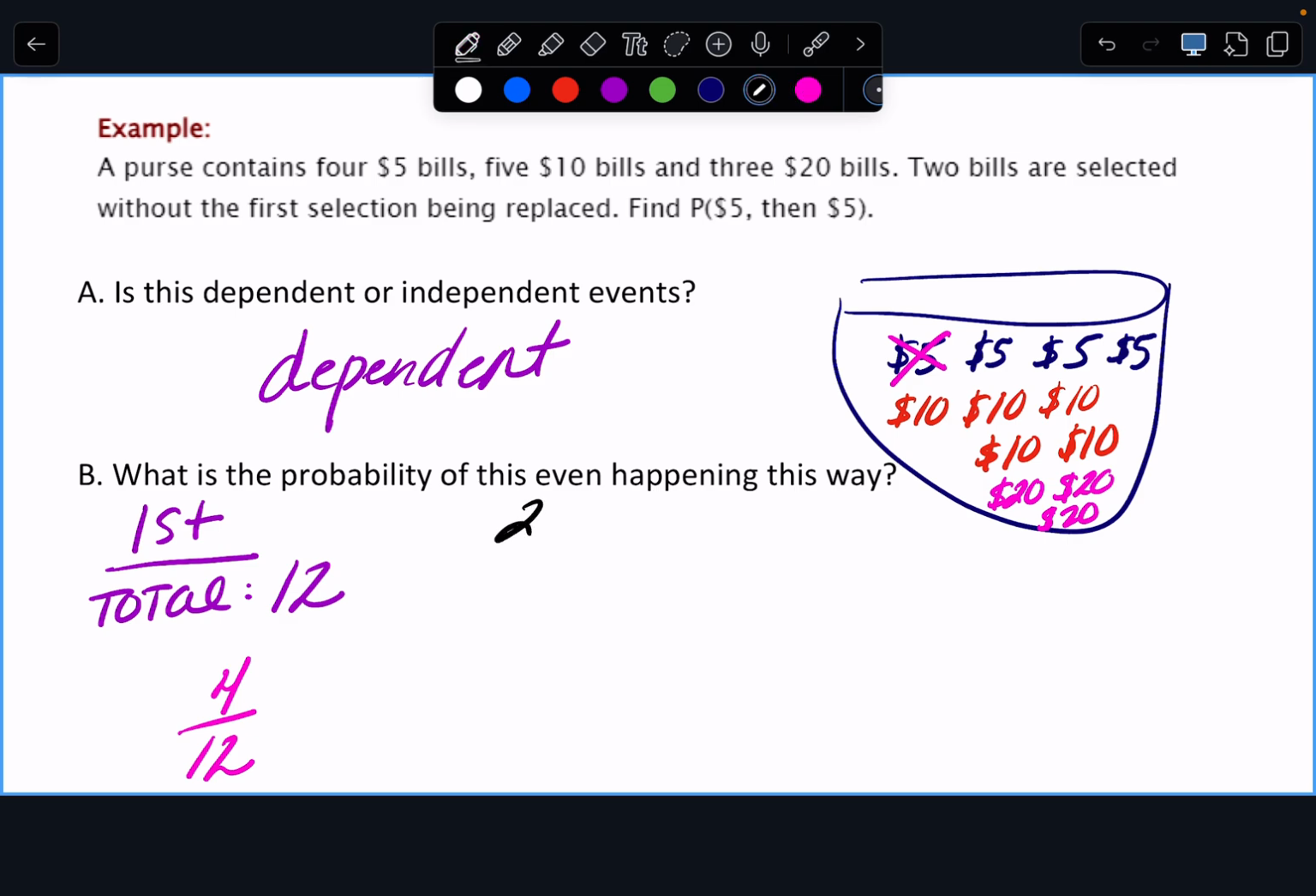Okay. Now, if I've taken out a $5 bill, look, I'm going to cross it out. Now, for our second draw, the total is different. It's really easy. What's the total now? 11, right? There's only 11 bills left. Do you guys see what I'm saying? Our new total. And then it says, what's the probability we'll draw a $5 bill? Well, now there's only 3 out of 11's chance. And then you literally just multiply those probabilities together. It is easy. 4 12ths times 3 11ths.